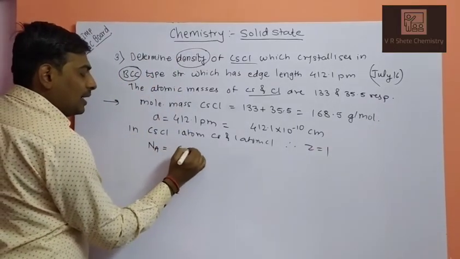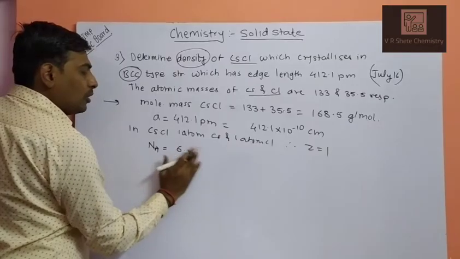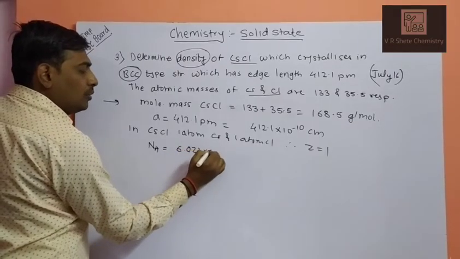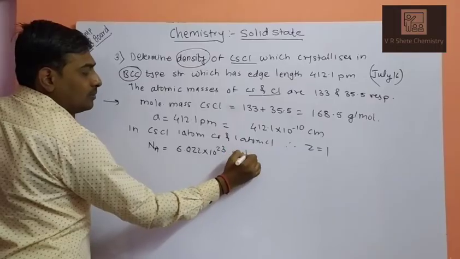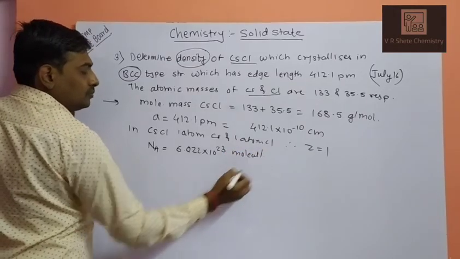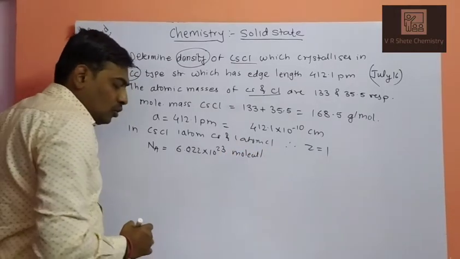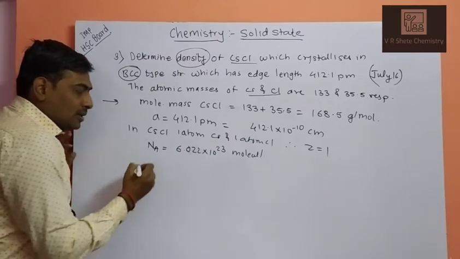Avogadro's number, 6.022 into 10 raised to 23 molecules.